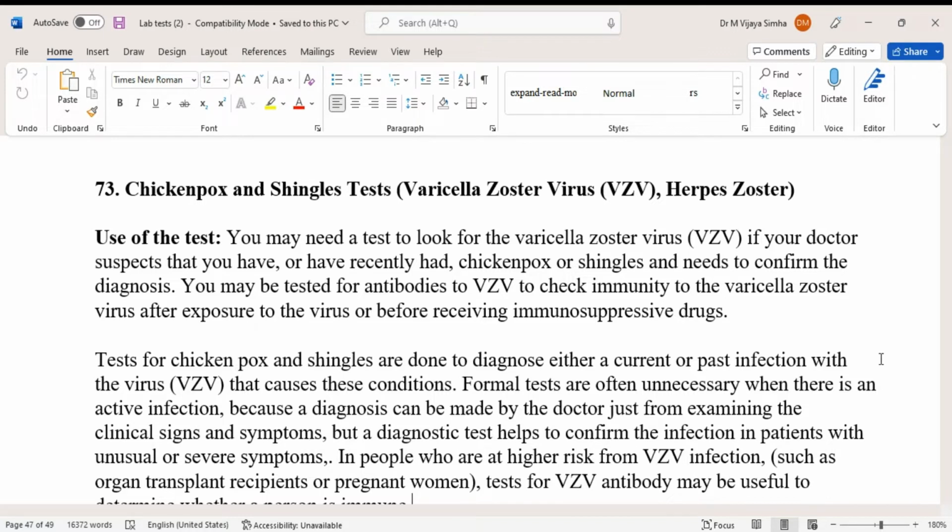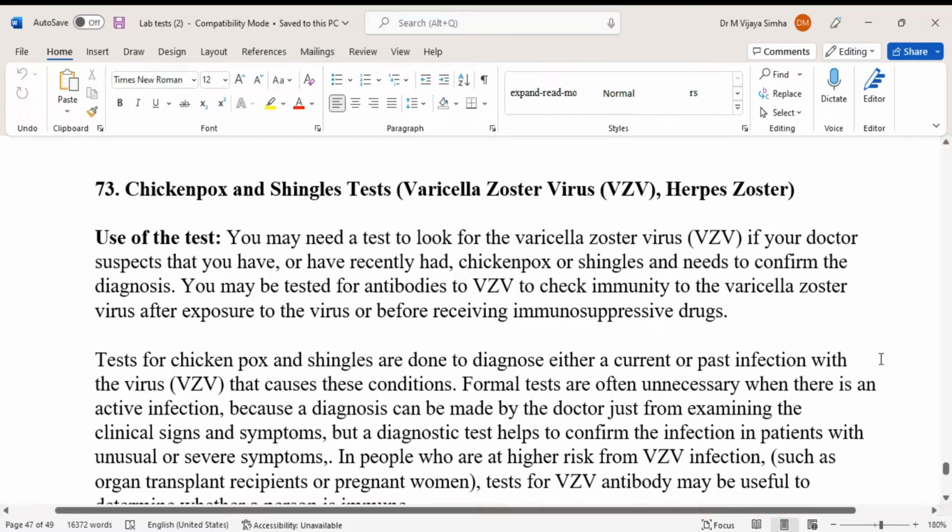Use of the test. You may need a test to look for the Varicella Zoster virus if your doctor suspects that you have or have recently had chickenpox or shingles and needs to confirm the diagnosis. You may be tested for antibodies to Varicella Zoster virus to check immunity after exposure to the virus or before receiving immunosuppressive drugs.